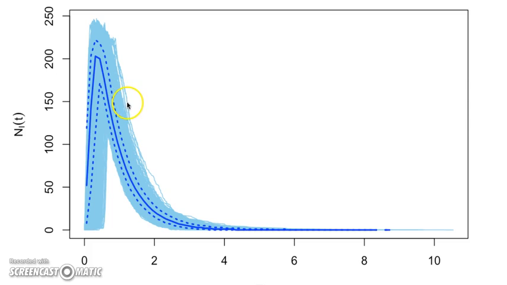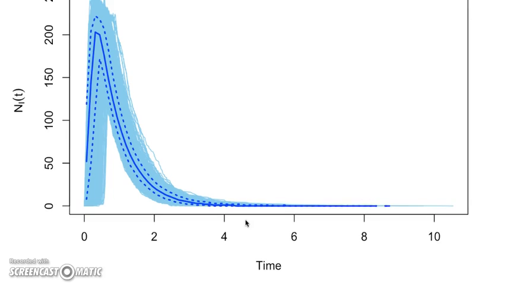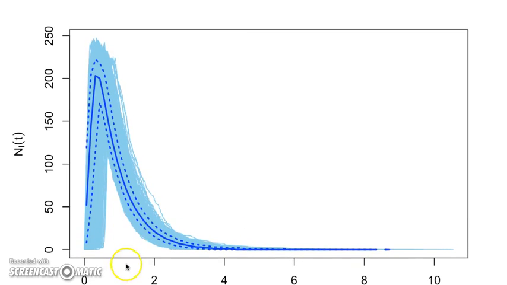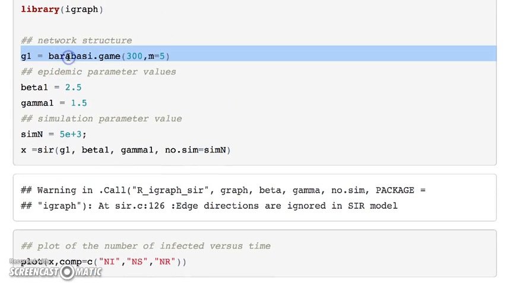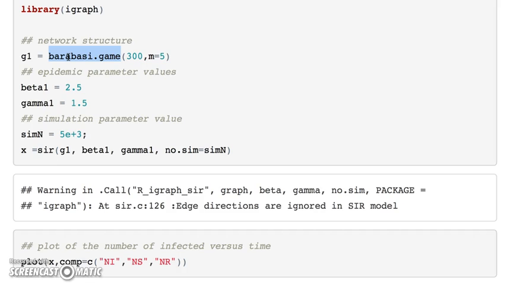Each of these light blue curves is a realization of this network epidemic of the type SIR. Right, so you can see that at each time point, there certainly is a level of variability on the potential for the random number of infected individuals on this type of network obtained using the Barabasi-Albert network growth model.